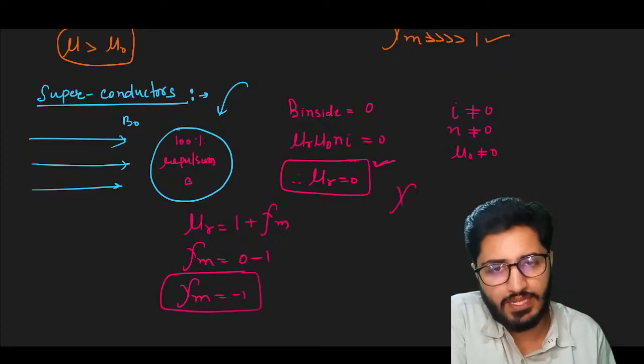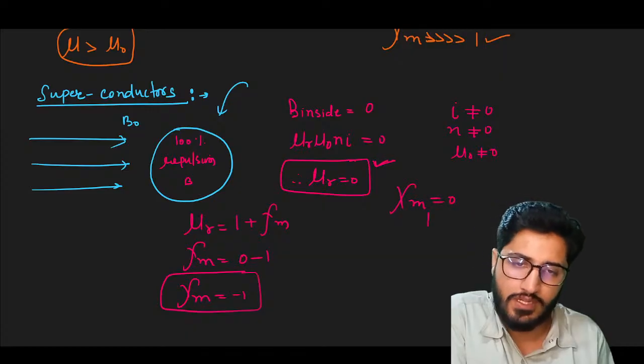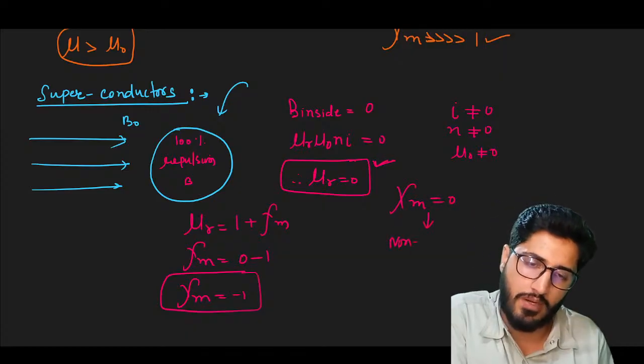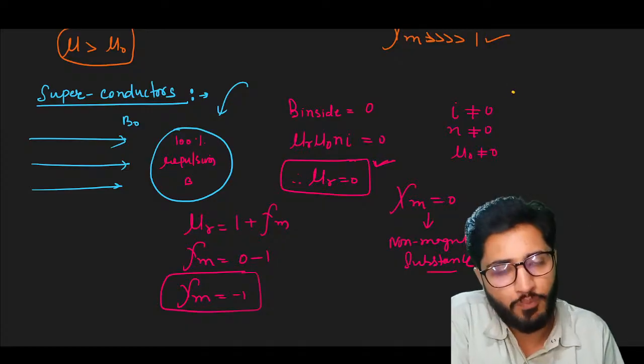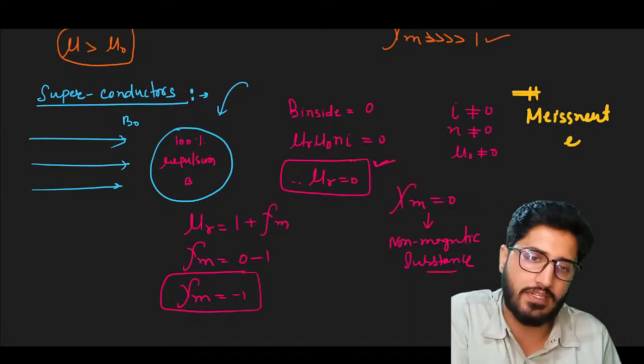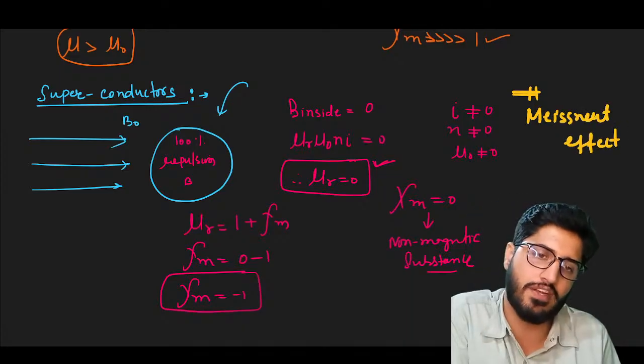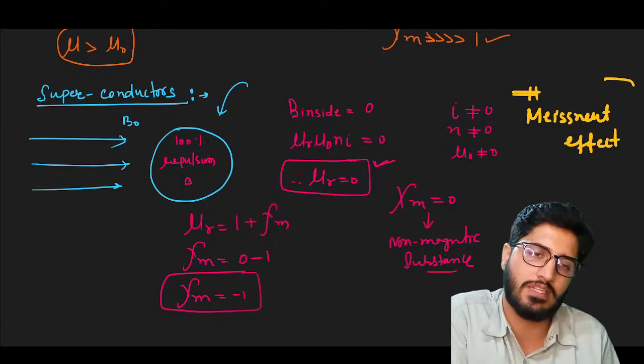One more thing, if my chi m is equal to 0, this particular thing means it is a non-magnetic substance. And this whole phenomenon is known as the Meissner effect, named after the scientist.